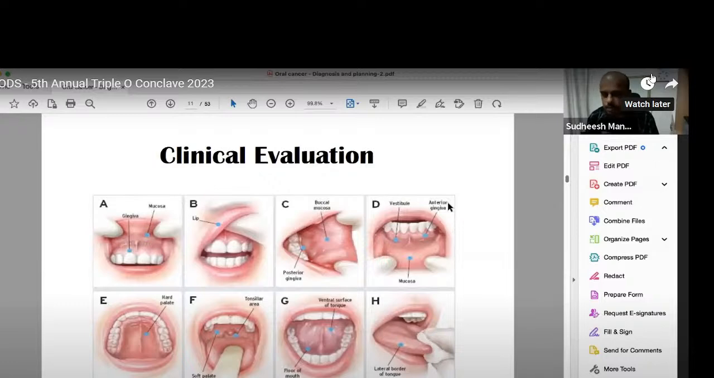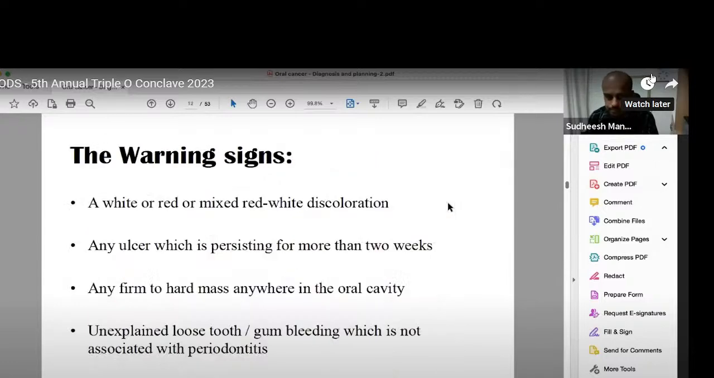What are the warning signs? You examine the oral cavity, and what are you looking for? There are certain warning signs which can point towards an oral cancer. For example, a white or red or a mixed red-white patch anywhere in the oral cavity, an ulcer which is persisting for more than 2 weeks or 2 to 3 weeks, any firm to hard mass anywhere in the oral cavity, or a change in the texture of the oral mucosa, a roughness or a leathery feeling. These could be a malignancy or the initial stage of malignancy. And an unexplained loose tooth or gum bleeding, which is not associated with periodontitis.